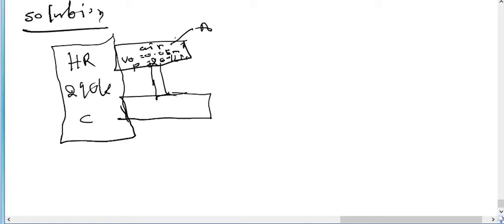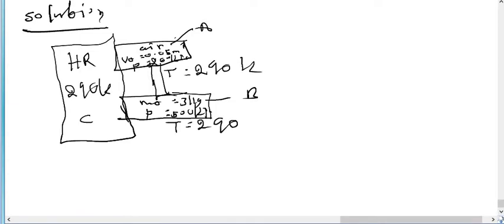Also I have the mass here of air, which is 3 kilograms, and a pressure of 500 kilopascals. I name this system to be system B. This has a temperature of 290, and also this has a temperature of 290 K.